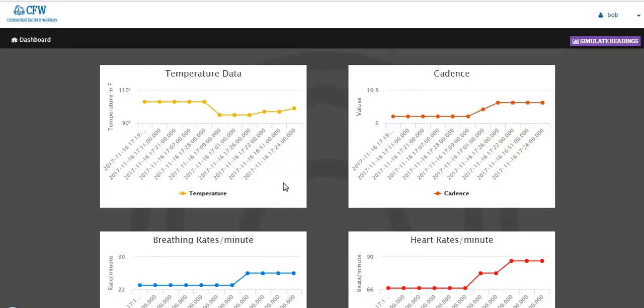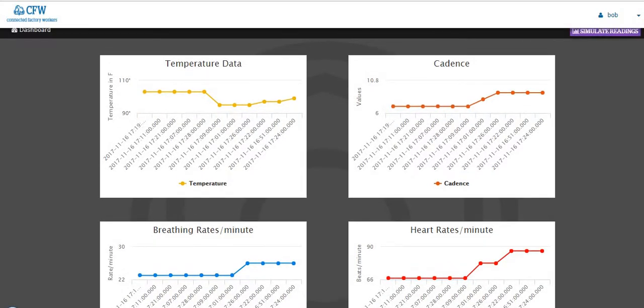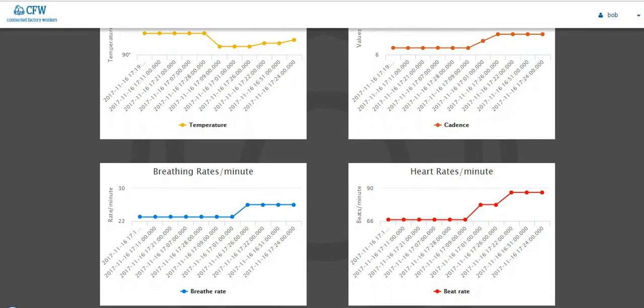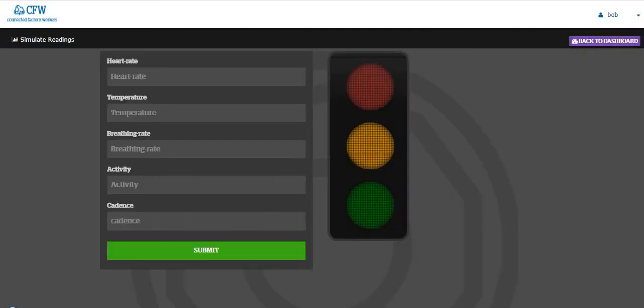Okay, so you can see that after logging in, the landing page is a dashboard in which he can see his own temperature data, cadence rate, the breathing rate which is captured per minute, and the heart rate. These are the real-time values which are being generated using the sensors embedded in his jacket and the oxygen mask.